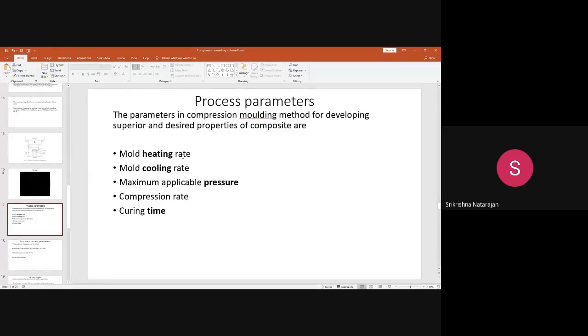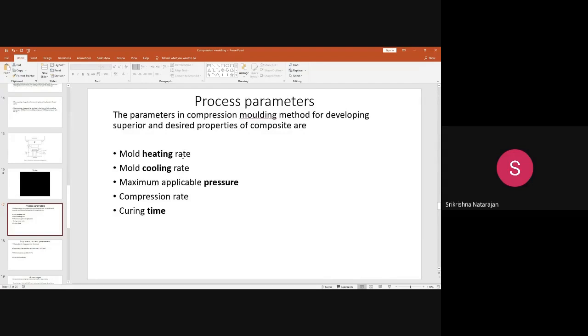Compression rate and curing time are also very important for certain matrices like epoxy, where the curing time is much higher. Certain matrices may involve less time, and you can reduce the curing time by adding some catalyst, so that the curing time is reduced.